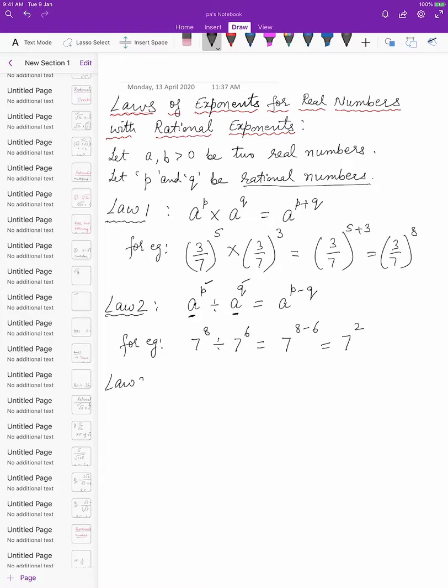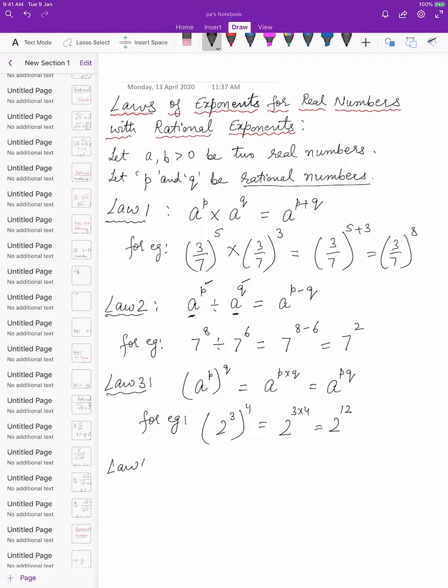The third law is a raised to the power p, raised to the power q, is equal to a raised to the power p into q, which we sometimes write as a raised to the power pq. It means if there are two powers for the same base, those powers get multiplied. For example, 2 raised to the power 3, raised to the power 4 gives you 2 raised to the power 3 into 4, which is 2 raised to the power 12.